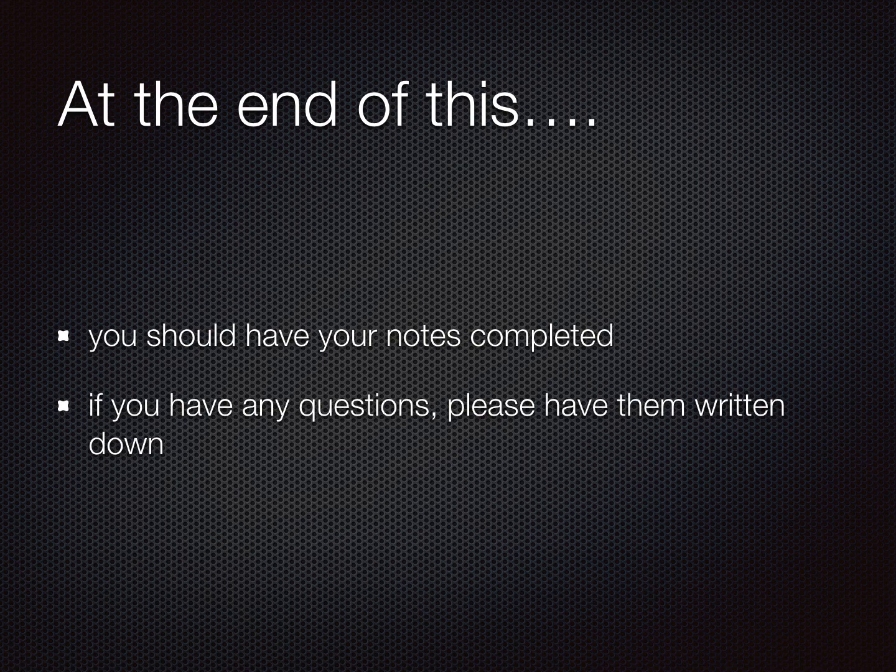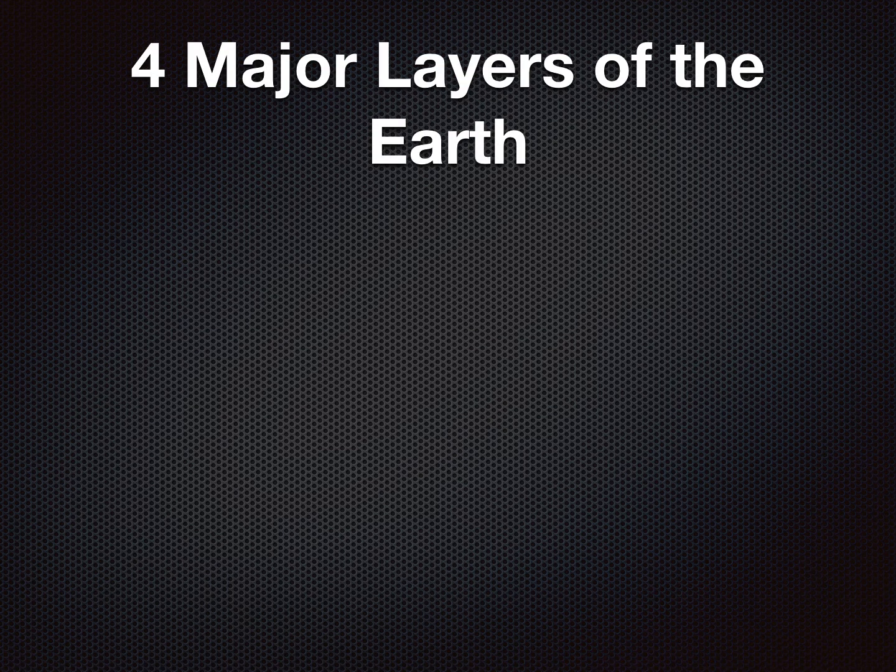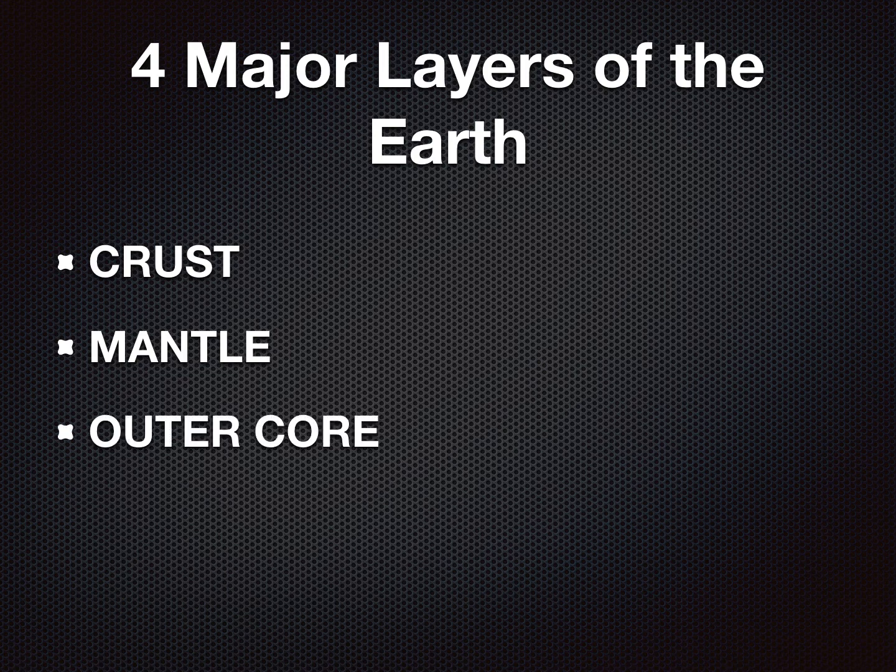So on your piece of paper, first thing you're going to write down is 4 major layers of Earth. There are 4 major layers of the Earth. One of them is kind of broken into 2, and we'll talk about that in just a second. The first of which is what you stand on, which is known as the crust. The second is the mantle. Now the next 2 are actually one layer, but they're broken into 2 different sections because they're made of different things and they have different characteristics. The first of which is the outer core and then the inner core.